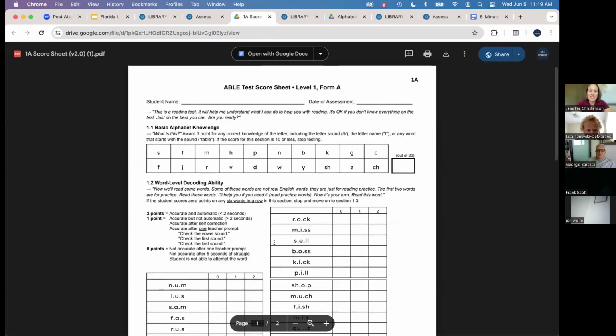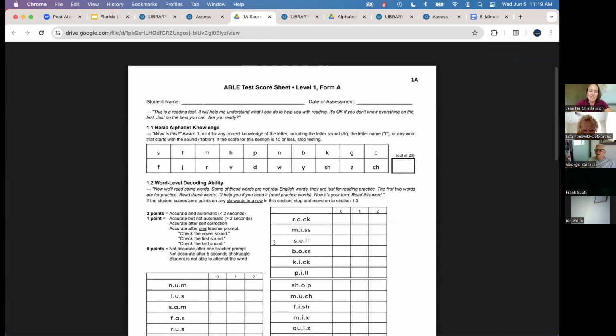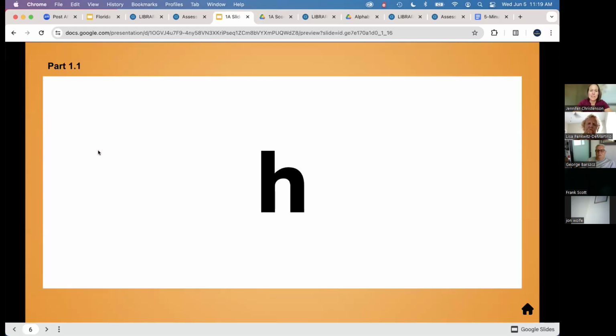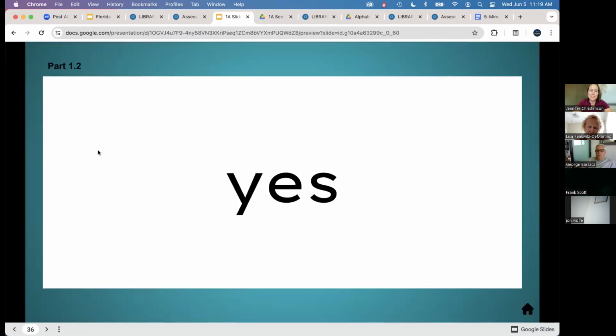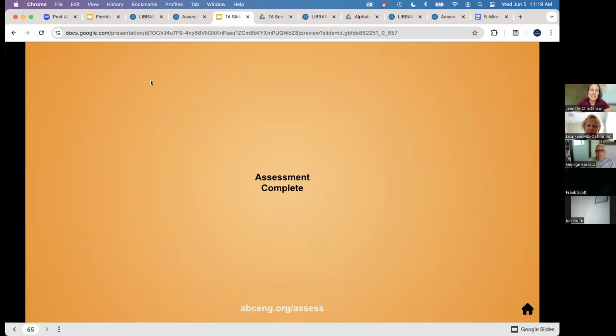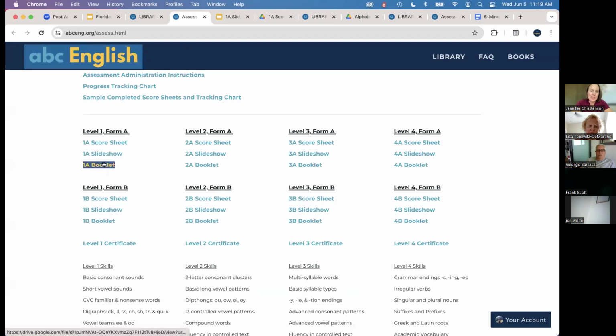This is the score sheet where you as the teacher or test administrator would keep track of points. And what the student will see is either this slideshow. If you prefer to use a digital version, you can use a slideshow like this. So the student sees one letter at a time and they respond and you keep track of points. Section two has just one syllable words like this. And then section three has sentences with high frequency words. Okay, there's also a paper booklet option if you prefer that over a slideshow.